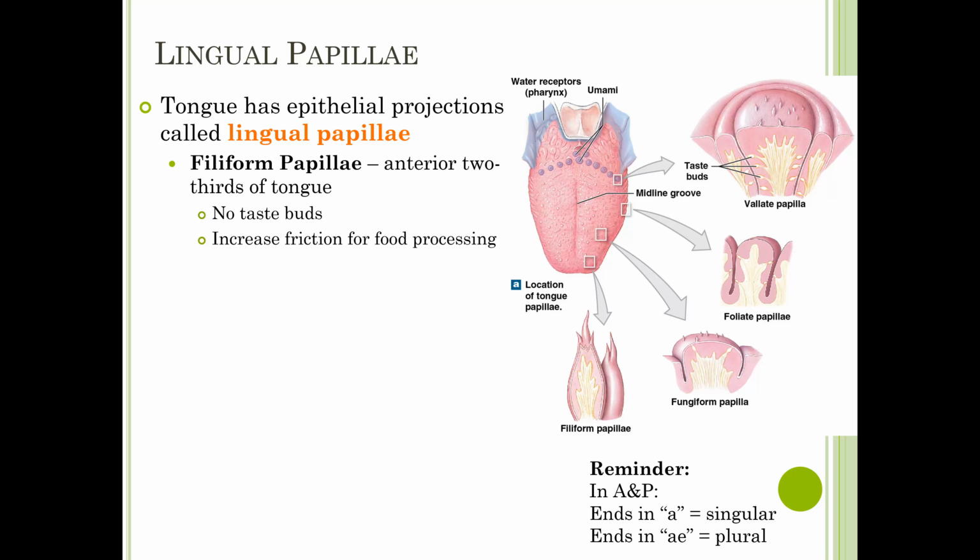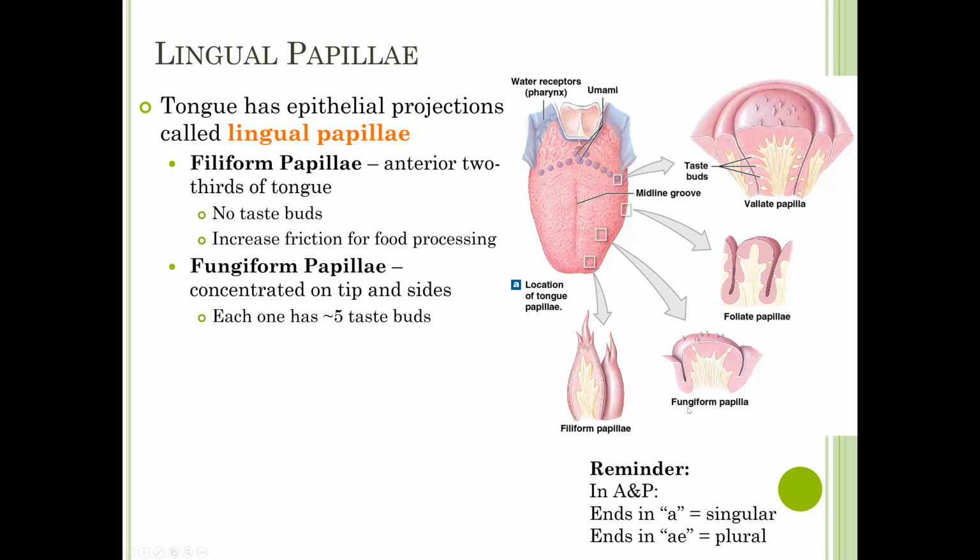The first one is the filiform papillae, shown down here at the bottom. These can be found on the anterior 2/3 of the tongue, and they run parallel to the midline groove. This type of papillae has no taste buds on it. Instead, they function to increase friction of the tongue for food processing, which we'll talk more about in chapter 28.